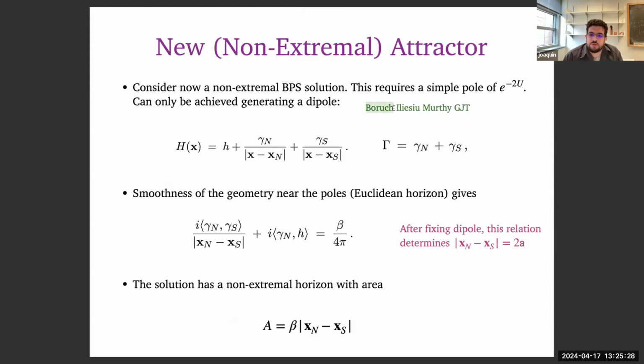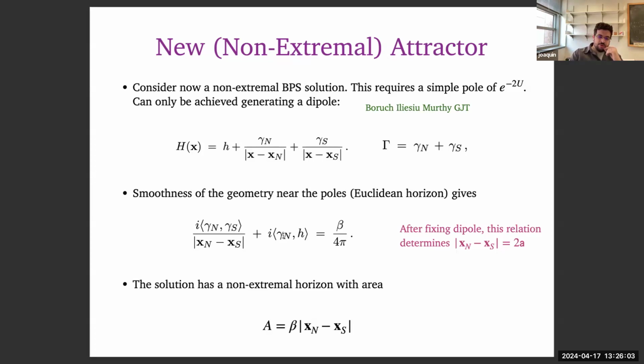In a recent paper with Boruch, Iliesu, and Murthy, we extended this attractor mechanism that worked only at extremality. We extended it to non-extremal BPS solutions that we need for what we are doing with this two-charge black hole. And the solution is to split this pole in two, in the north and south pole. We have these two charge vectors at the north and south poles. They are constrained by the fact that their sum has to be equal to the total charge that you measure at infinity. And the difference between them can be interpreted as a dipole moment of the black hole.